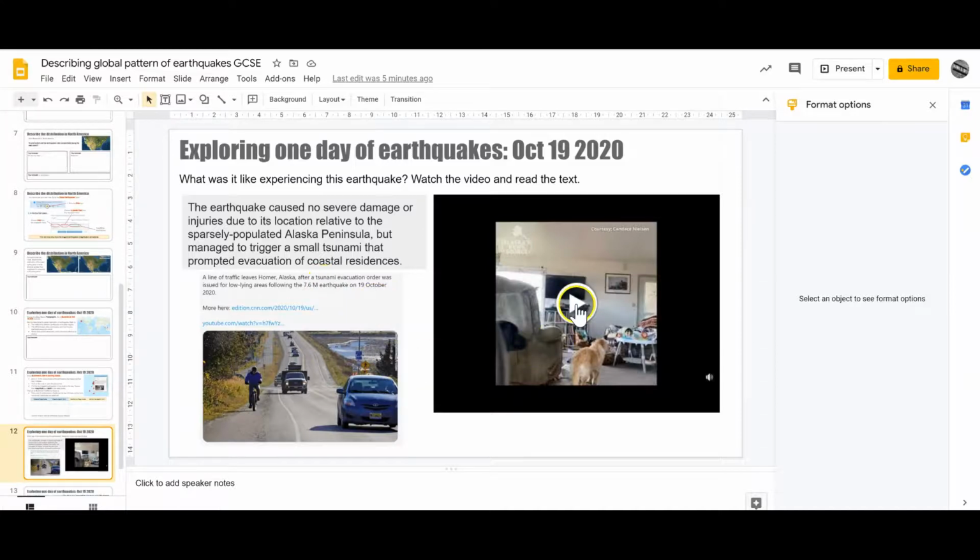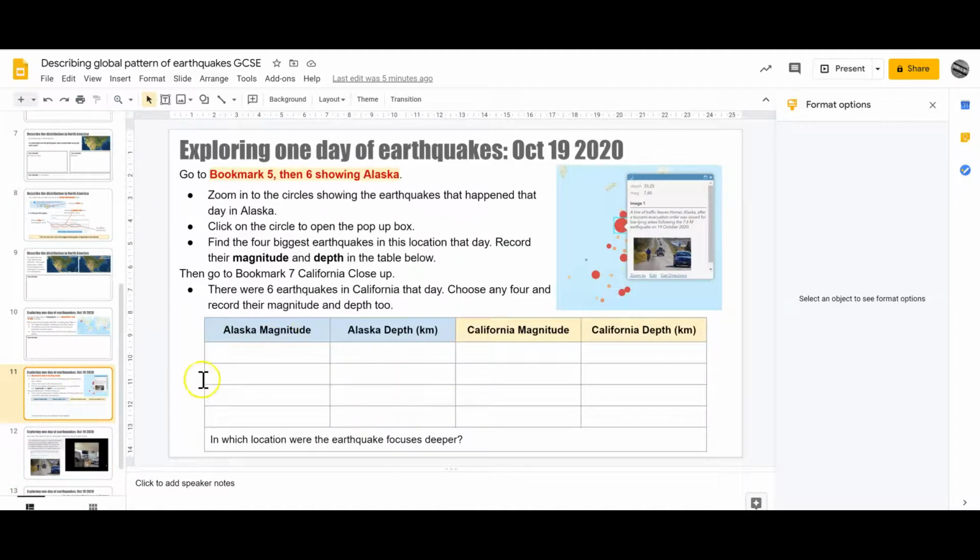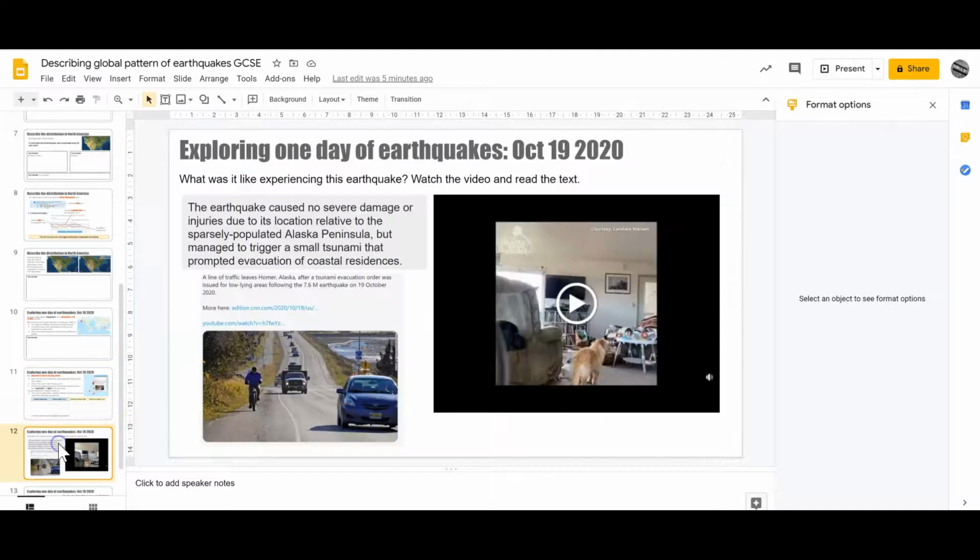So if you want to click on that video, you can see what it was like. This poor woman and her 3 kids and all of her dogs. This is what it was like to experience this. Now, this was a big earthquake, the biggest one. I'm not going to tell you what it was in terms of size because you've got to find it, but it was a big earthquake. So what was it like experiencing it?